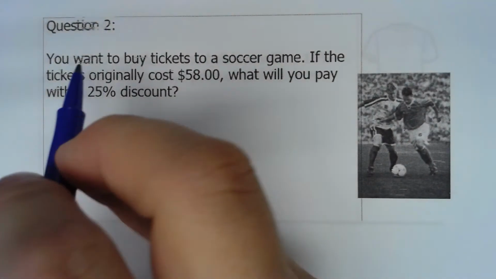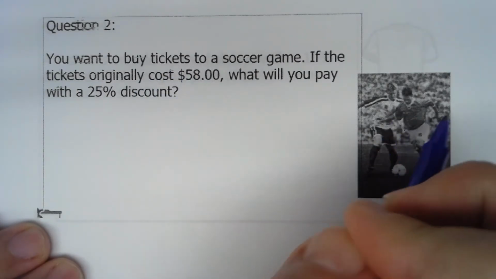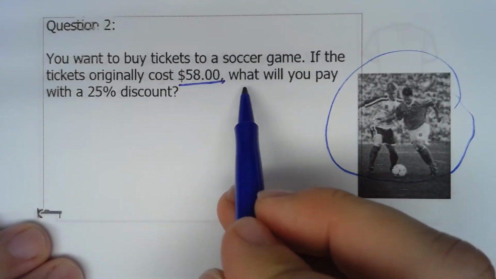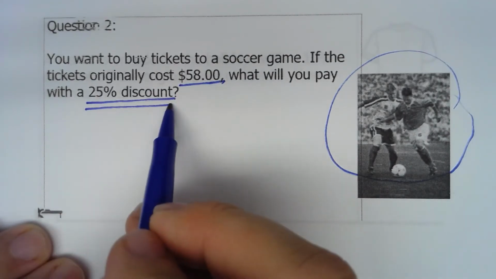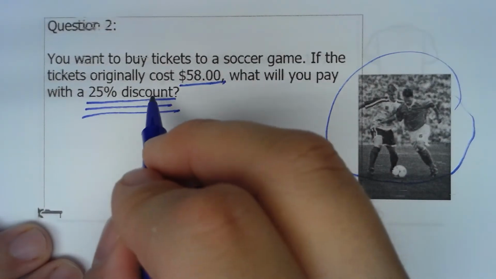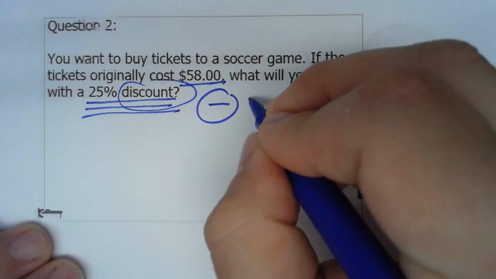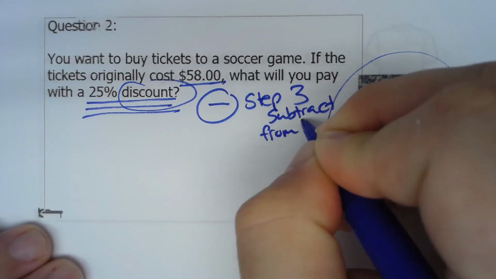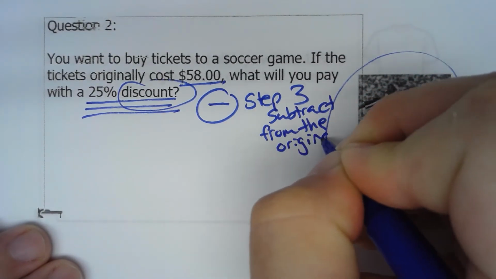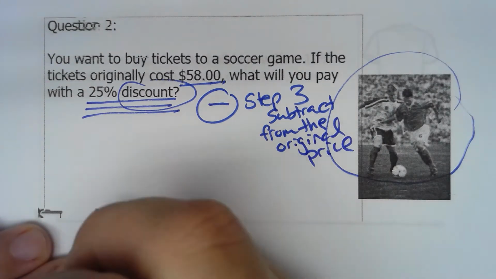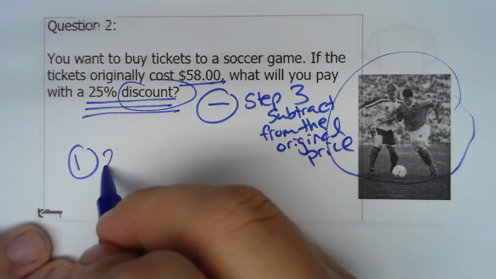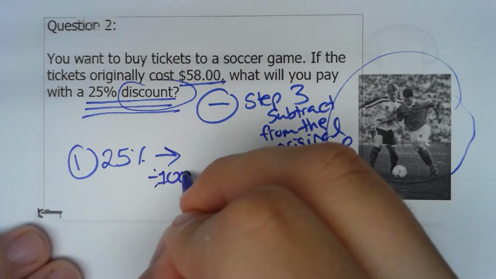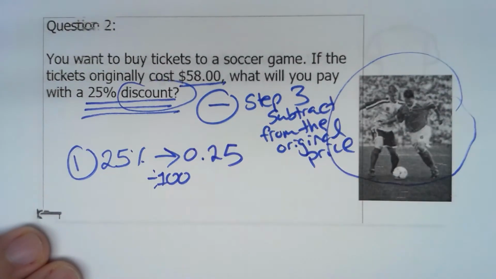Okay. You want to buy tickets to a soccer game. The tickets originally cost $58. What will you pay with a 25% discount? When you read the word discount, remember that means when you get to step 3, you are going to subtract from the original price. Okay? Step 1 is the same. Change 25% to a decimal. Divide by 100, you get 0.25.